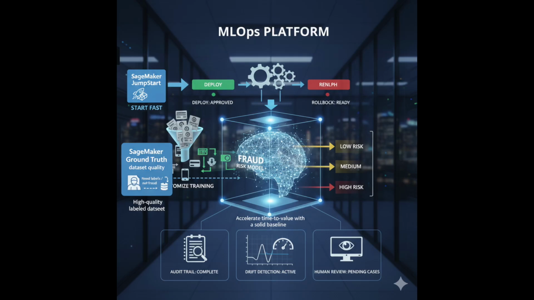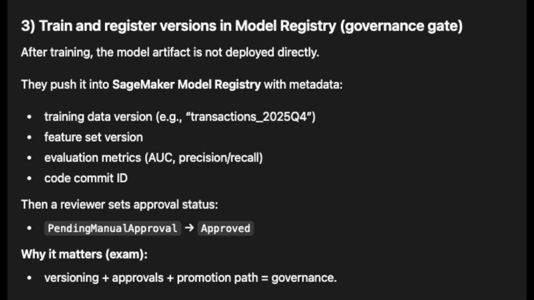Now number 3, train and register versions in Model Registry, the governance gate. After training, the model artifact is not deployed directly. They push it into SageMaker Model Registry with metadata: training data version, e.g. transactions 2025 Q4, feature set version, evaluation metrics, AUC, precision, recall, code commit ID. Then a reviewer sets approval status: pending manual approval, or approved. Why it matters: exam, versioning plus approvals plus promotion path equals governance.